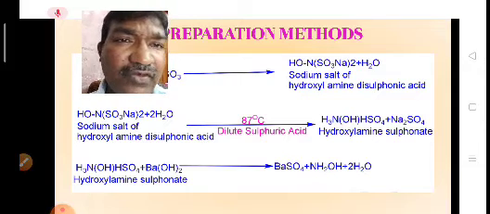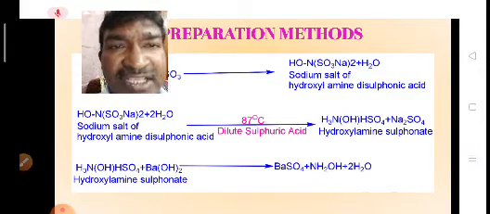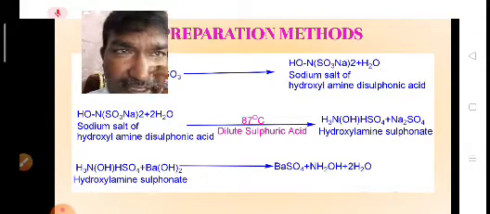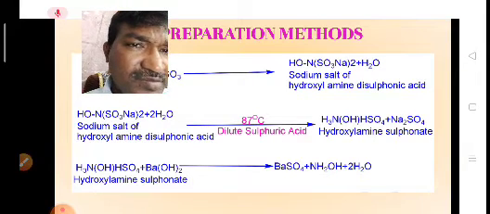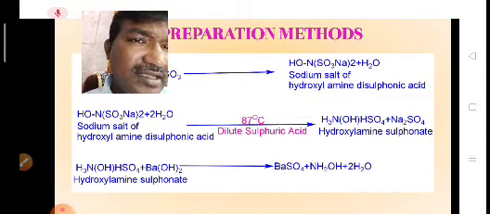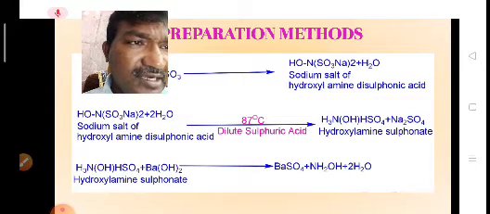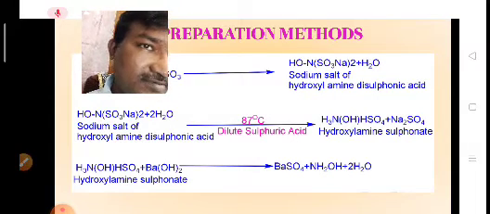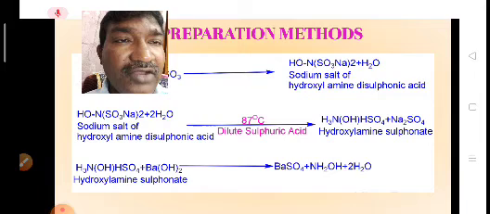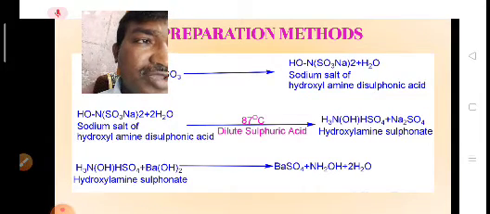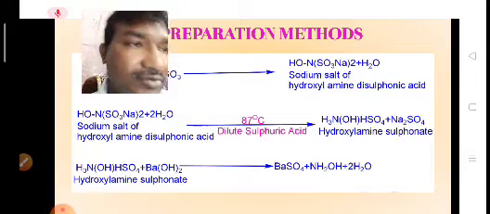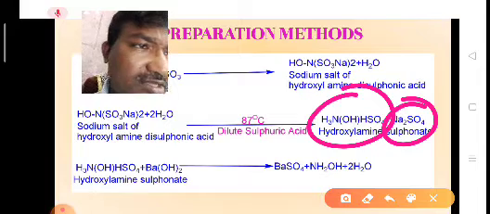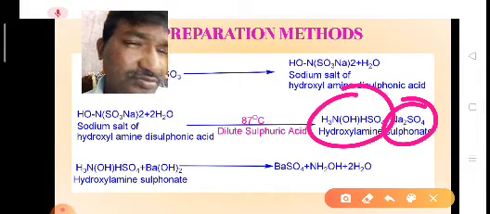The sodium salt of hydroxylamine disulfonic acid is heated in the presence of dilute sulfuric acid at about 87 degrees centigrade. Then this disulfonic acid salt decomposes and gives the hydroxylamine sulfonate salt, hydroxylamine sulfonate, and we get the sodium sulfate also. Hydroxylamine sulfonate and sodium sulfate.